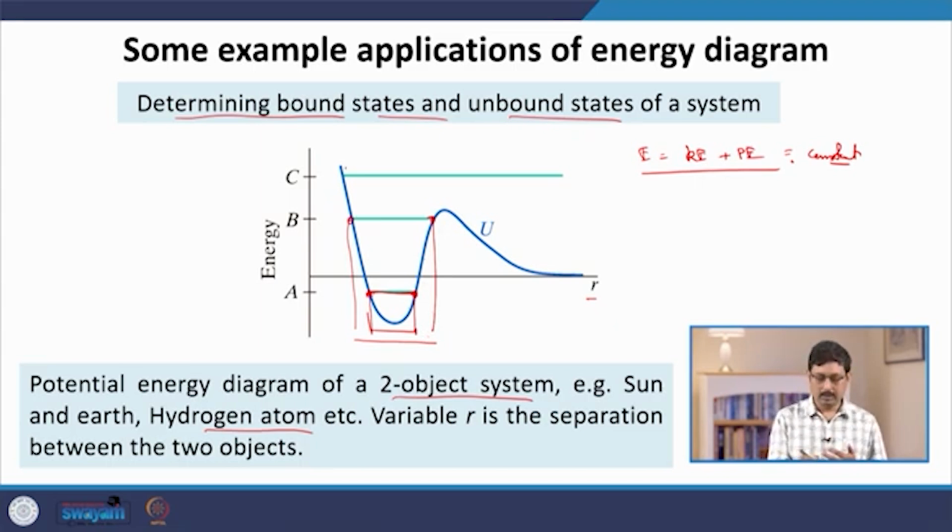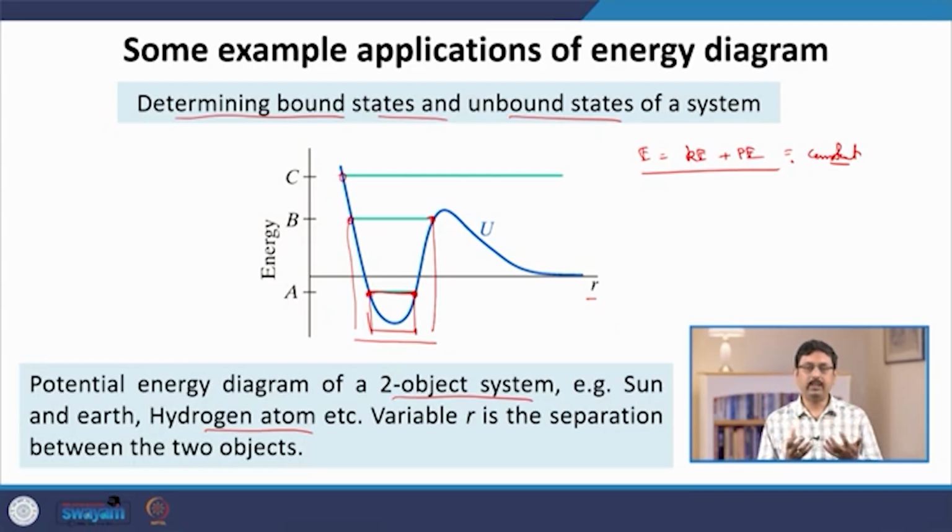Now, contrast this with the situation when the total energy is at level C. In this case, R has a minimum distance, so it cannot go beyond this distance, but on the other side there is no restriction on the highest possible value of R, the separation. Any separation is possible. So, this kind of state is an unbound state.